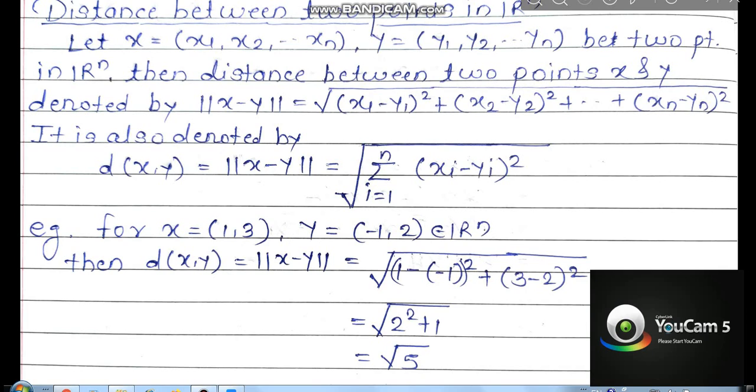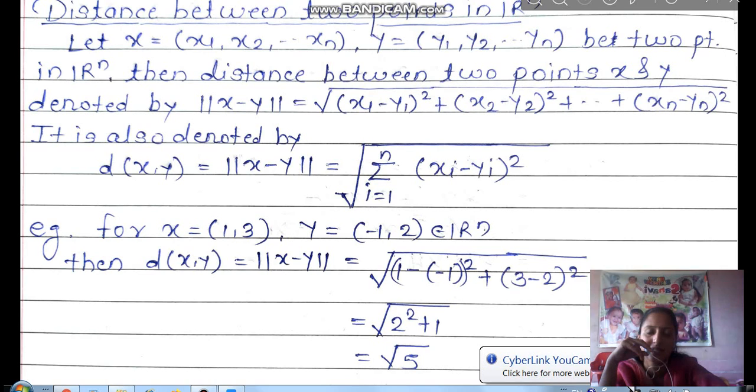Good morning, students. In the previous lecture, we learned about Euclidean space, norm, inner product, and dot product. Are all of you clear on those concepts? Now, in today's lecture, we discuss the distance between two points in Rn.